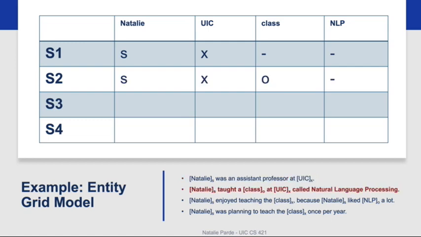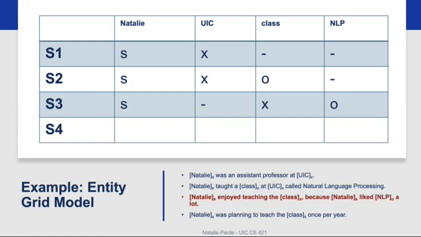In the next sentence, we have the entities Natalie acting as a subject, class acting as an object, and UIC acting as neither. We fill the values for those entities using an S, O, and X respectively, and then indicate that the entity NLP does not exist in the sentence. In the third sentence, we see the entities Natalie, class, and NLP, and we go ahead and fill in those values with S, X, and O respectively, and indicate that the entity UIC is not present.